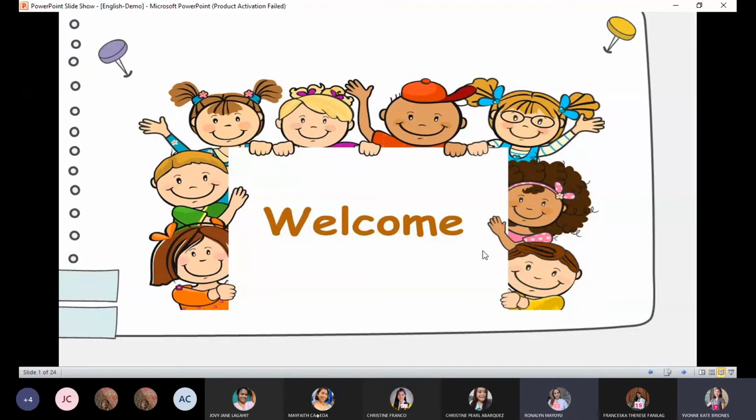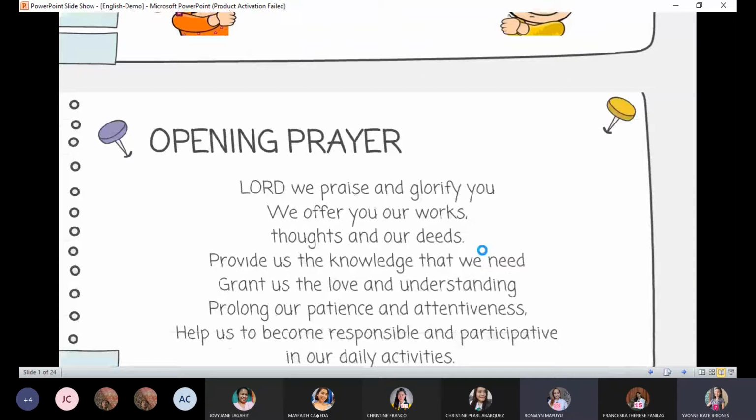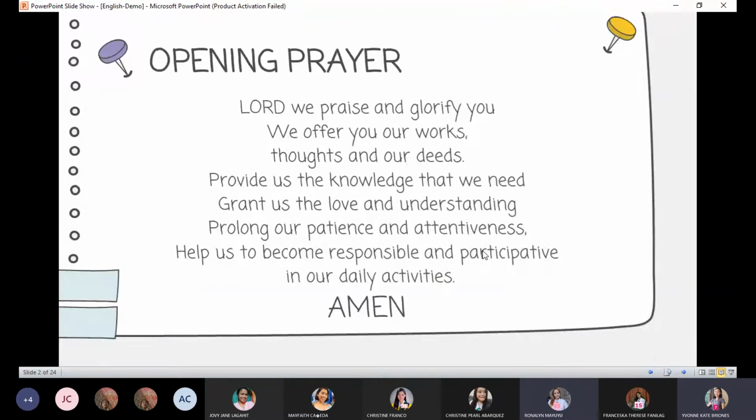Let us put ourselves in the holy presence of God as we all say, in the name of the Father and of the Son and of the Holy Spirit. Amen. Lord, we praise and glorify you. We offer you our works, thoughts, and our deeds. Provide us the knowledge that we need. Grant us the love and understanding. Prolong our patience and attentiveness. Help us to become responsible and participative in our daily activities. Amen. In the name of the Father, and of the Son, and of the Holy Spirit. Amen.